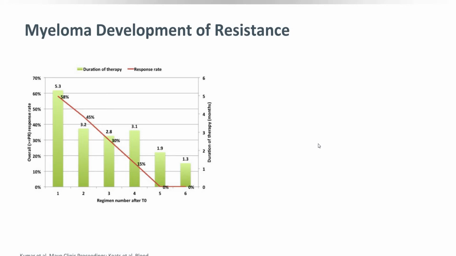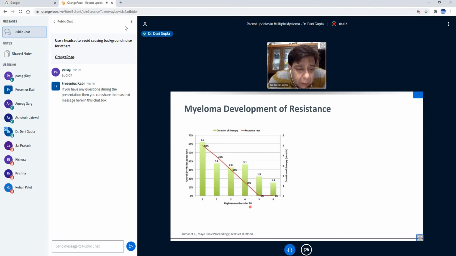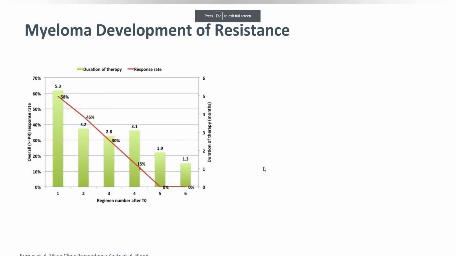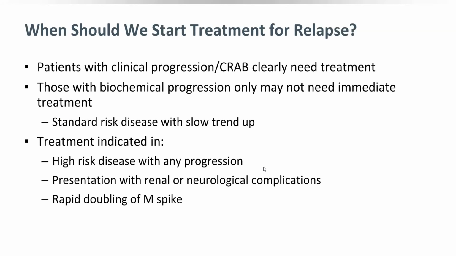So this chart is showing that in the horizontal line we can see the number of regimens after transplant and there is a response rate. After transplant, as the line of therapy goes on, first line, second line, third line, the response rate is diminishing from 58 to 45, then 30, then 15, and then ultimately no response. So as we use a number of different lines of therapy, the response is going down. Why? Definitely because of resistance to that particular drug.